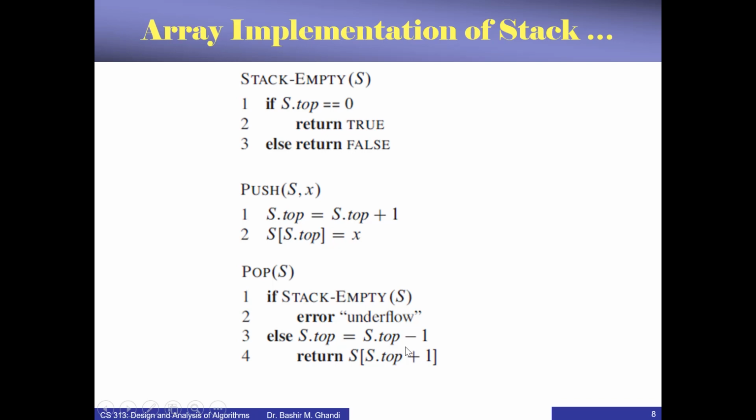As we know, with an array we cannot really delete an element, we can only ignore it. So by moving top backward by 1, you're going to ignore the one at top plus 1, and that is the one pop will return. We have to do it this way because, as you know, return has to be the last statement. If you say return here, it will not actually update S.top.